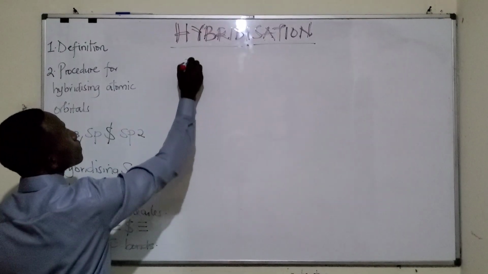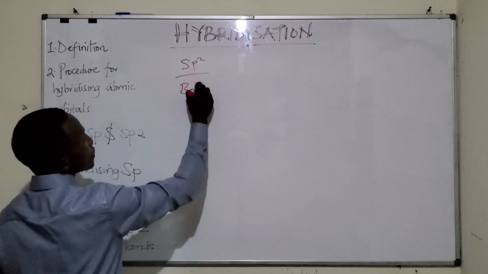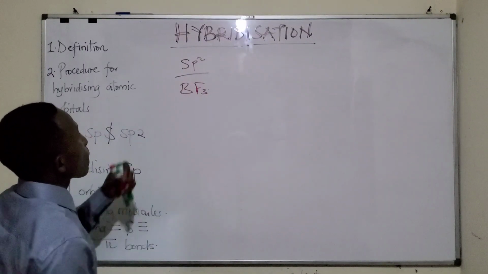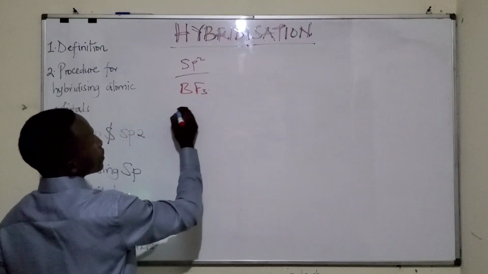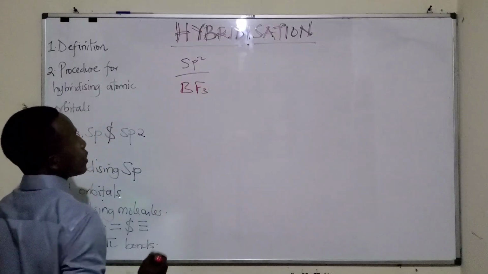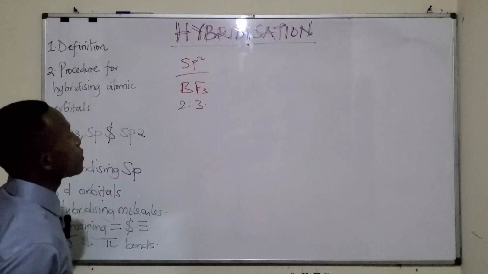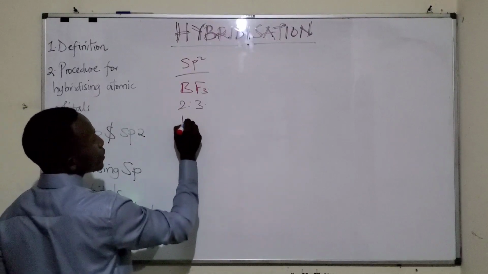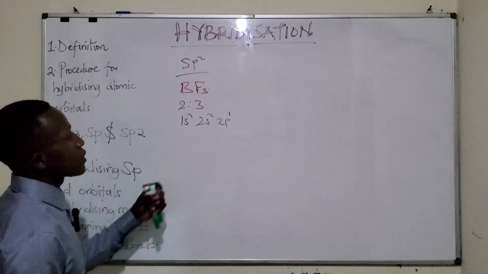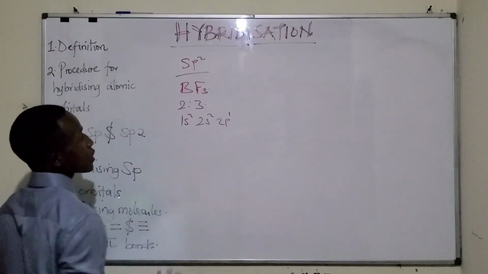For sp2 hybridization, an example, you have boron chloride or boron trichloride. So, boron is in group 3. So, it has 3 outermost electrons. So, its electron configuration is 2, 3. Now, it is 1s2, 2s2, 2p1. This is the outer shell or the outer energy level.